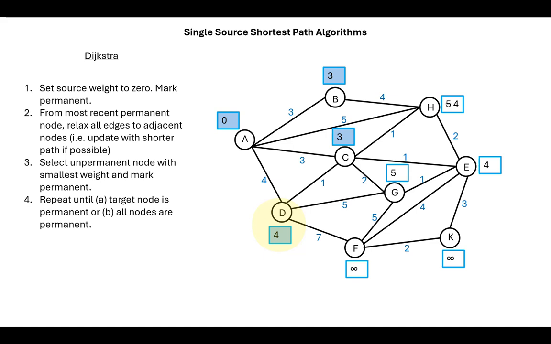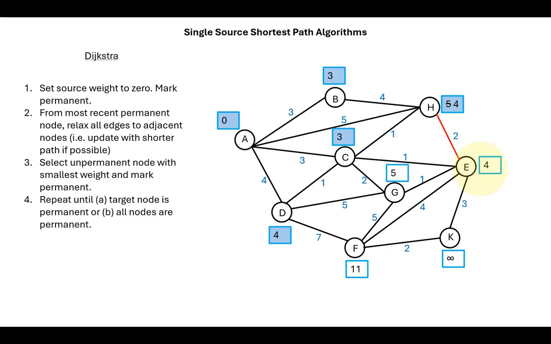Now we've got a couple of options for the next node to make permanent. Let's make it D. We make D permanent and we consider G and F. G doesn't get updated because 4 plus 5 is 9, which is greater than 5. We can update F to 11. And now we'll consider the smallest unpermanent node. We'll choose H, which lets us consider this edge to E, but doesn't make any difference because 4 plus 2 is 6, greater than 4.